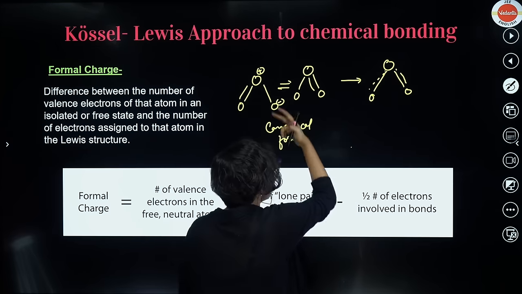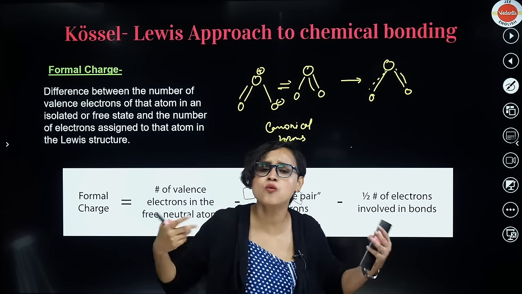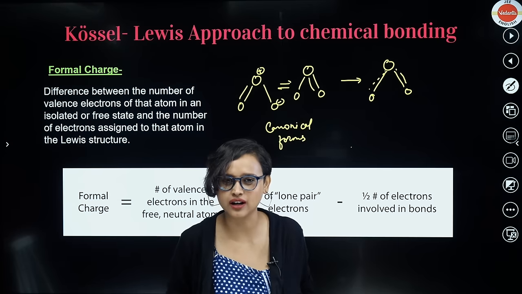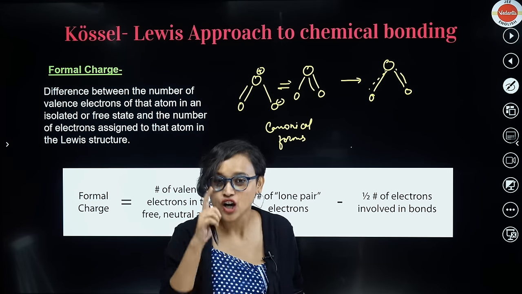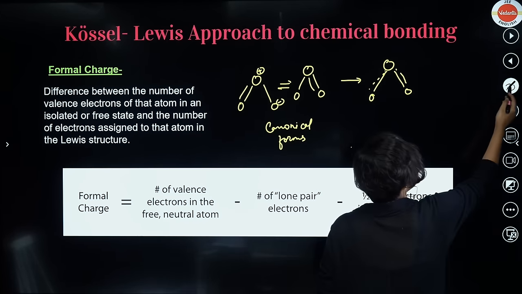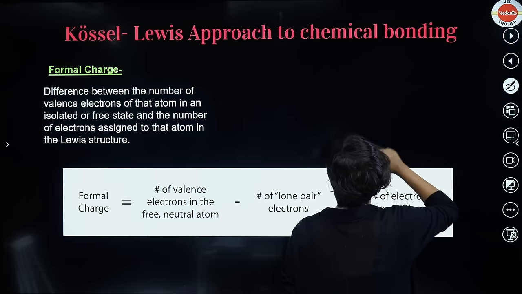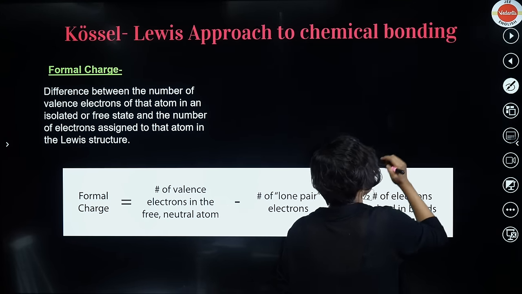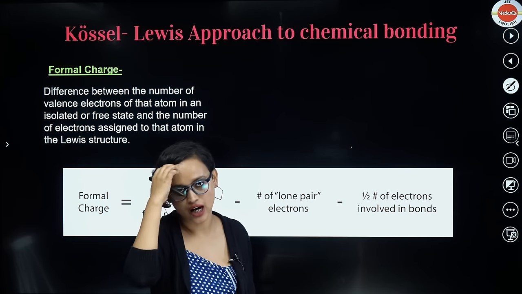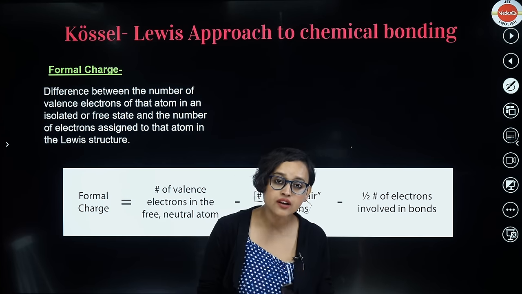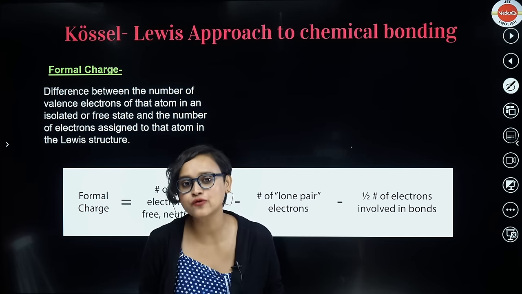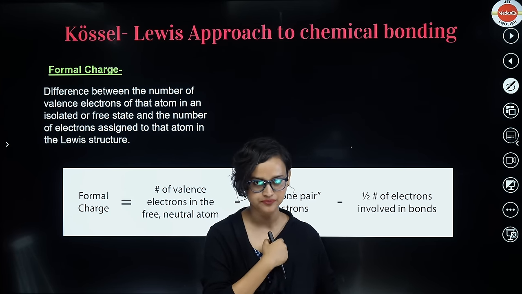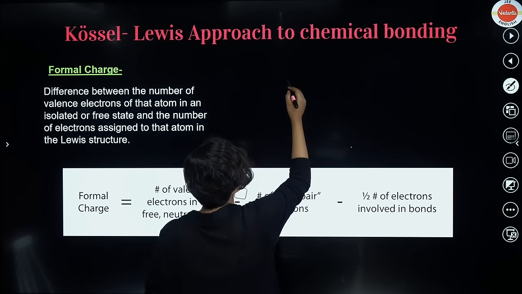So now when you have these three structures, how will you choose which one is the actual structure, which one is the actual Lewis structure? Problem, right? So to steer away from this problem, what we do is we introduce something called formal charge. Basically, whichever structure has the least formal charge, that will be your actual Lewis dot structure. Okay. So let's again take the example of CO2.